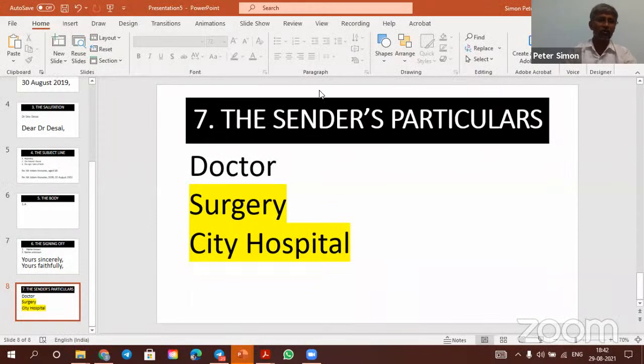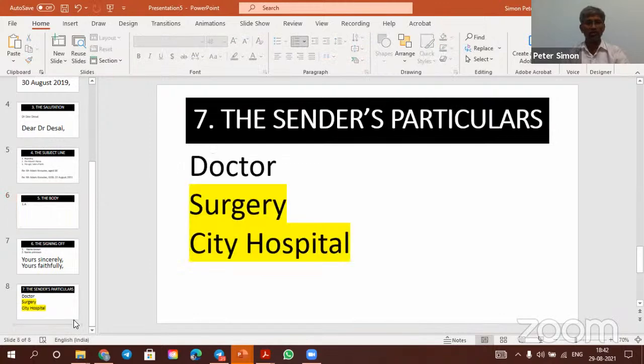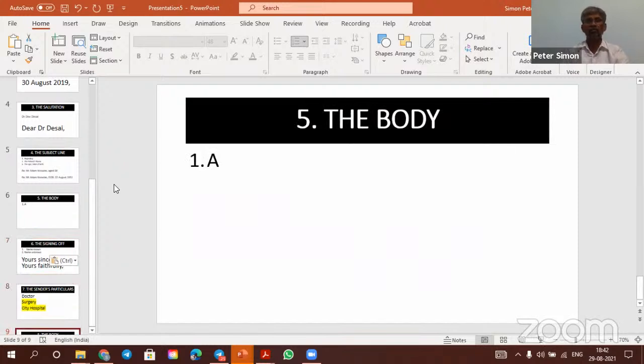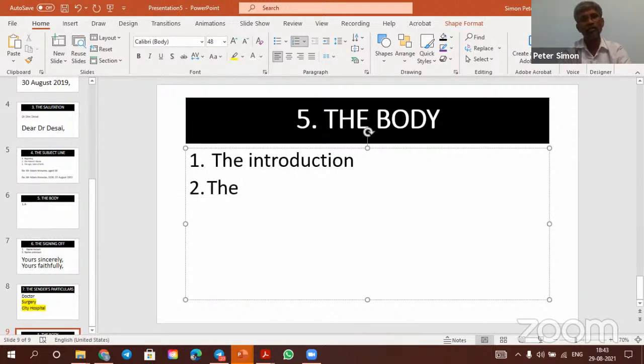Right. Now coming to the point, the body of the letter. So this body, what I'll do is I'll take it here. The body of the letter has 5 parts. First one is the introduction. Second one is the body, paragraph 1.